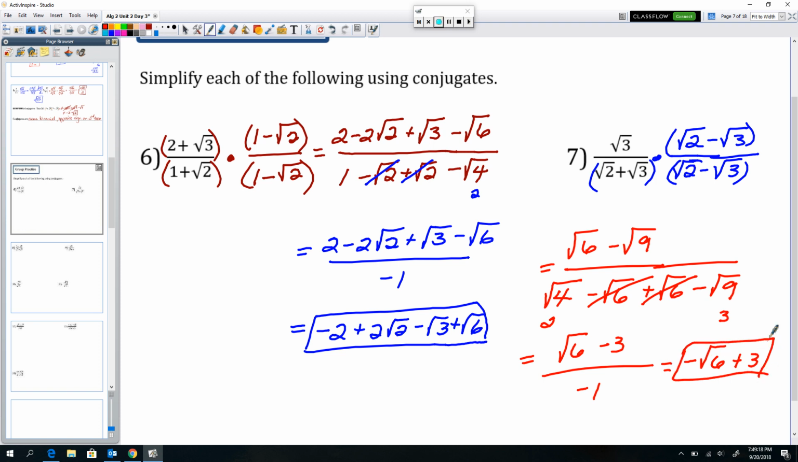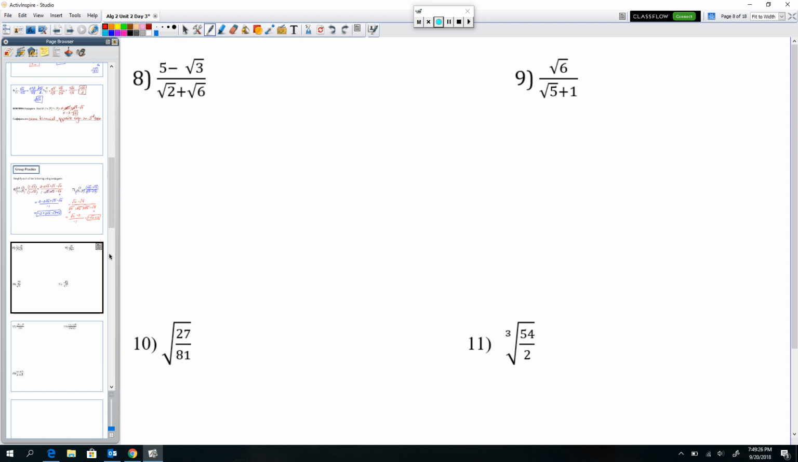If you need to pause any of that and take your time on that, please do. Be meticulous as you're multiplying these things out. Number 8 is very similar. You guys know what the conjugates are, so I'm going to let you guys try that one on your own. There's your conjugate that you're going to use on both the top and the bottom. Take your time. You'll be doing 2 sets of foiling on that one.